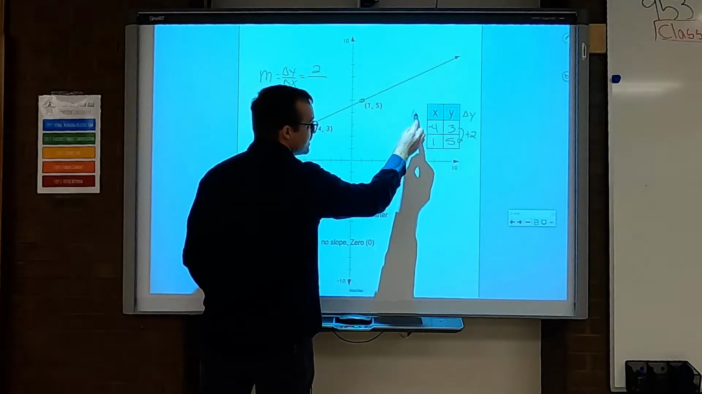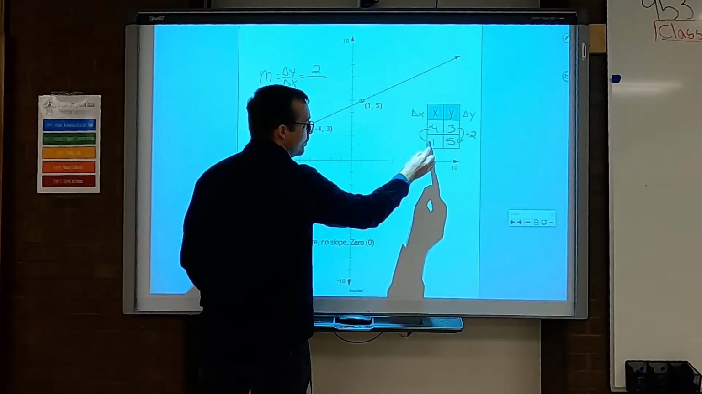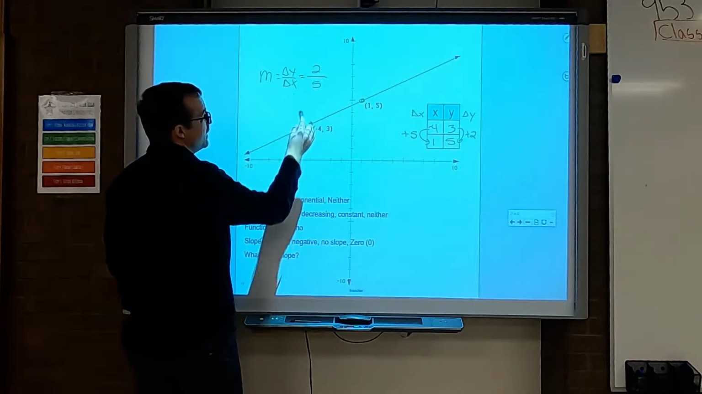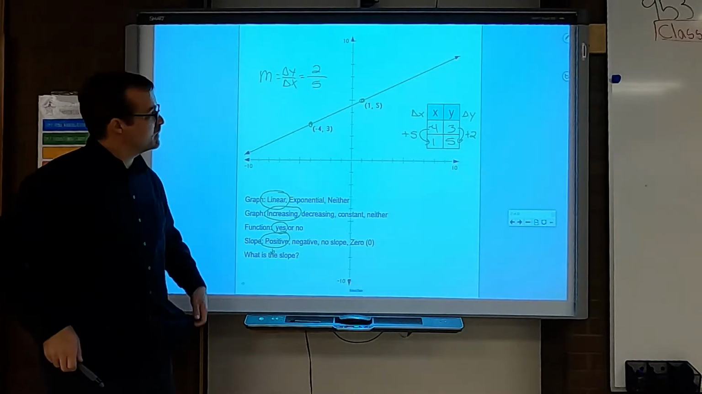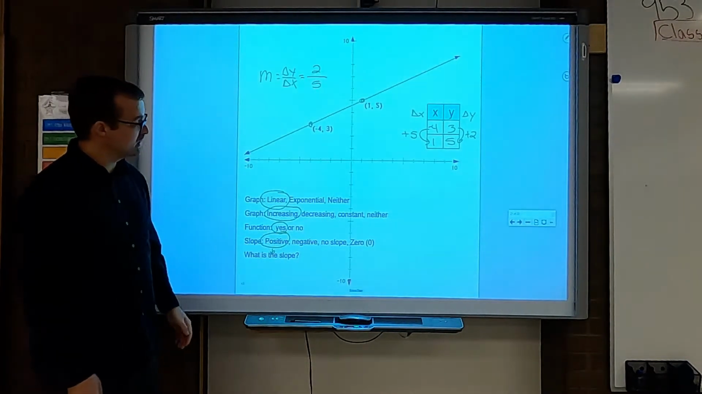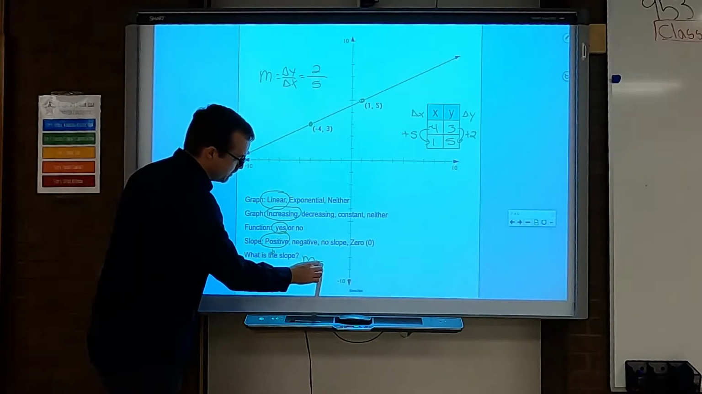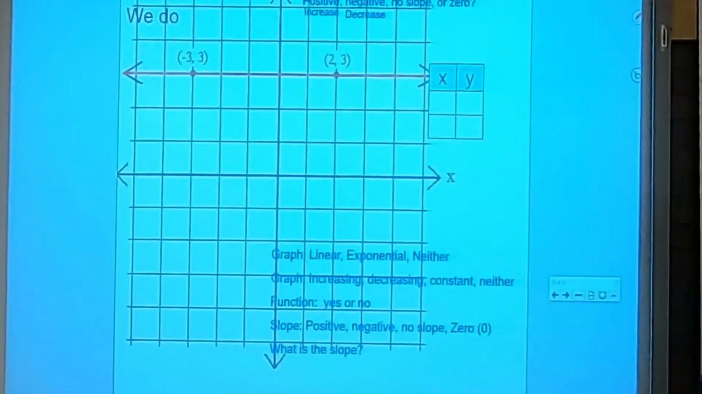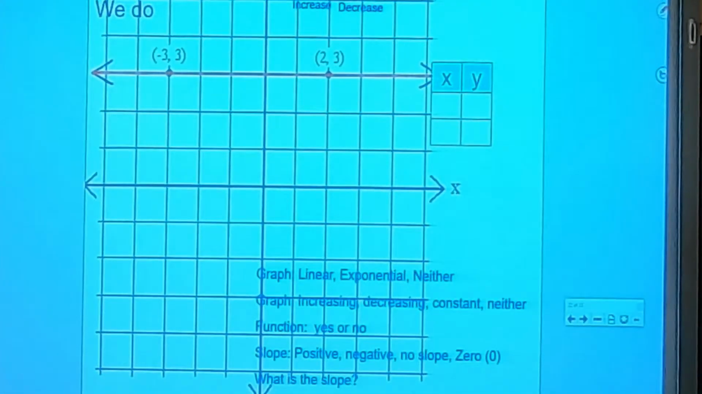My change in x, how do you get from negative 4 to 1? That's plus 5. So positive 5. 2 over 5, and that actually kind of makes sense because 2 over 5 is positive, and we just talked about how the slope is positive. So what is the slope? The slope is 2 over 5, or 2/5. All right, so pause the video, give this one a shot.